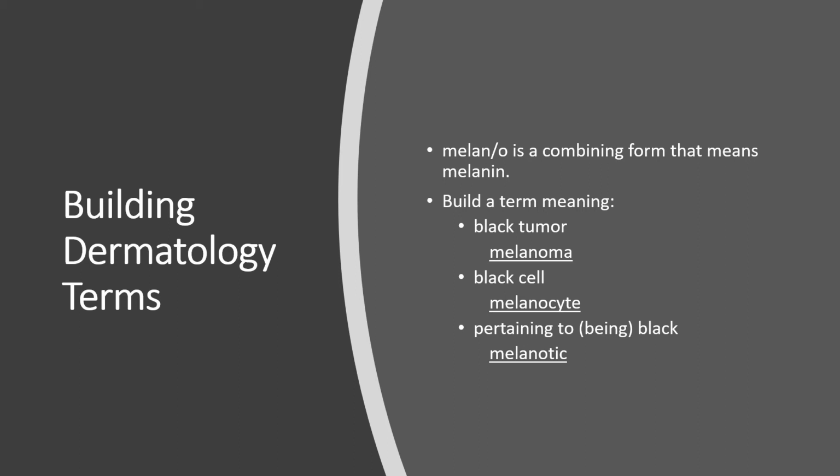Melano is a combining form that means melanin. So building a term that means a black tumor would be melanoma. A black cell would be a melanocyte. And pertaining to being black would be melanotic.